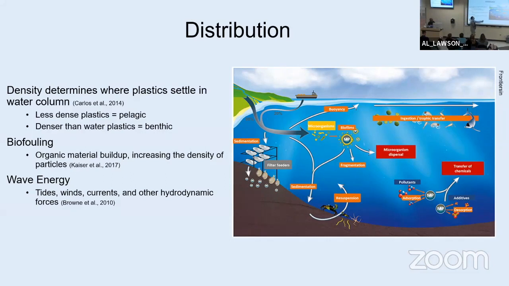And this infographic here shows you some of the other density altering processes that affect both horizontal and vertical distribution of microplastics. Speaking of horizontally, the spatial distribution of wave energy, such as tides, winds, and other hydrodynamic forces, impact the horizontal distribution of microplastics in the environment.